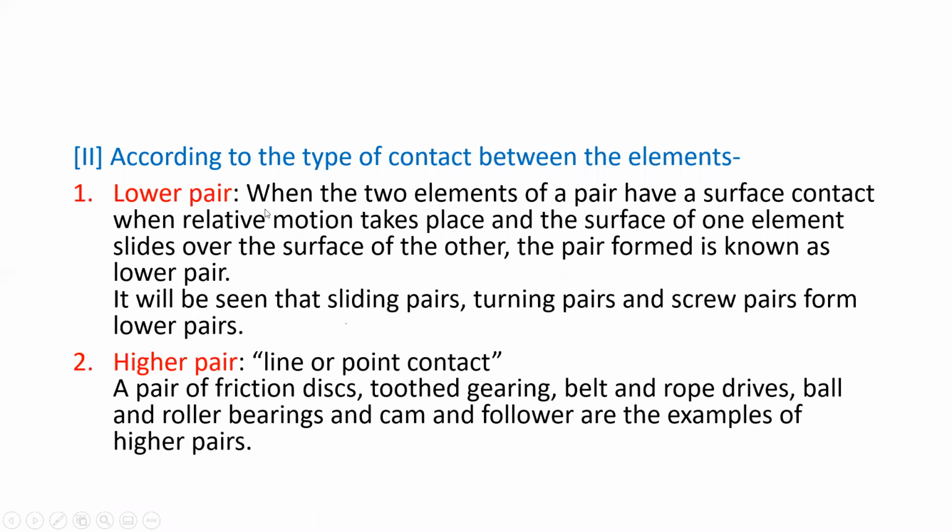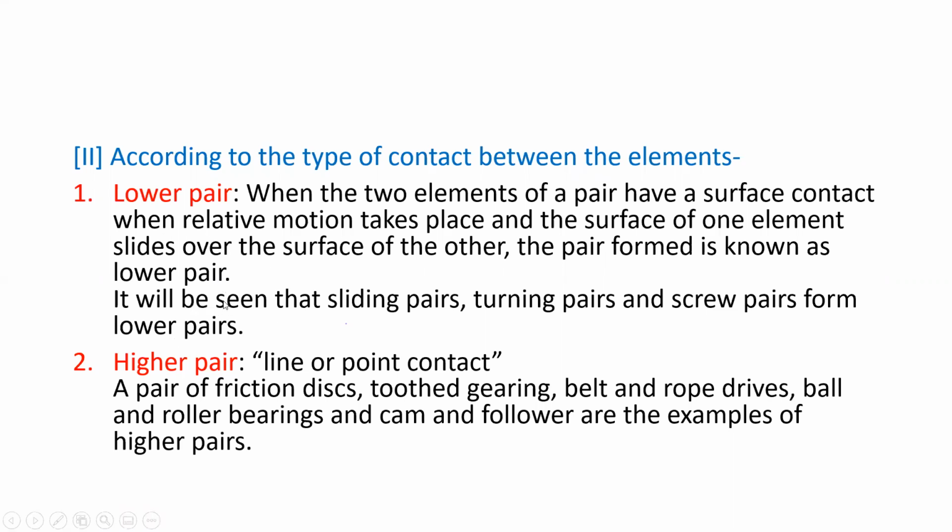In lower pair, the two elements of a pair have a surface contact, right? Whole surface, or some part of the surface of one element is in contact with the surface of another element, and the surface of one element slides over the surface of the other. The pair formed is known as lower pair. When the motion between them takes place, there will be surface contact between these two elements.